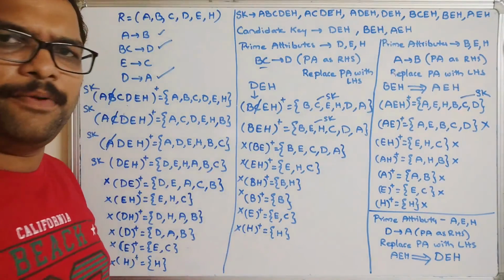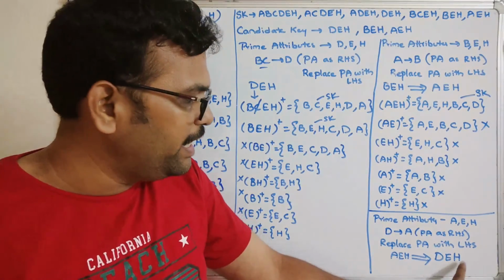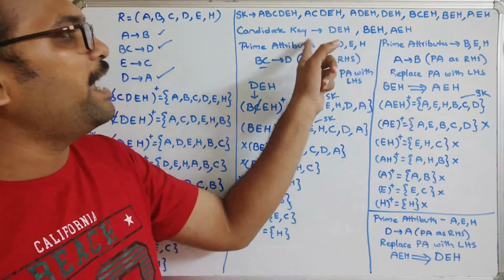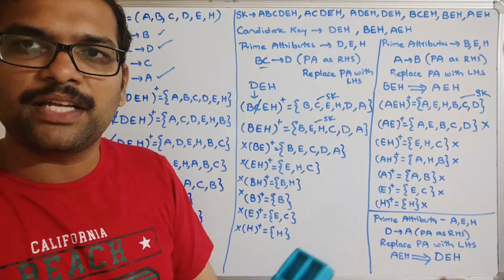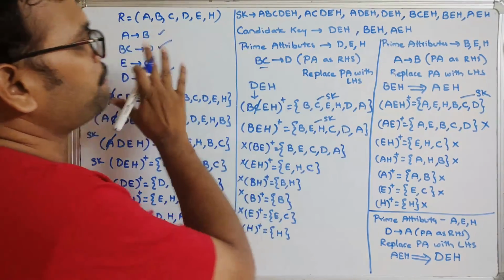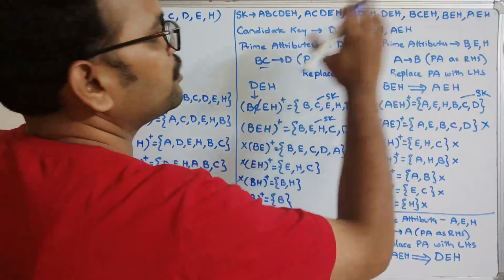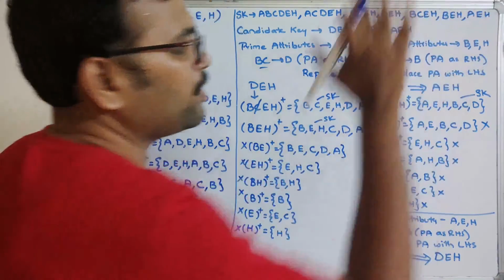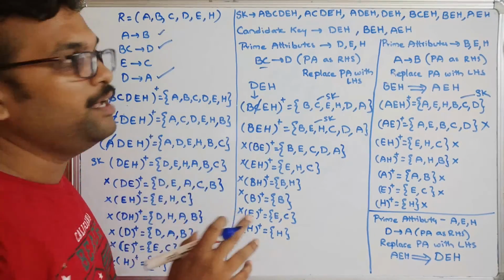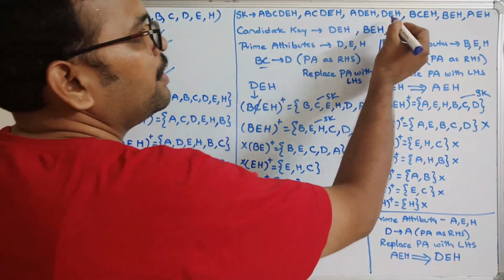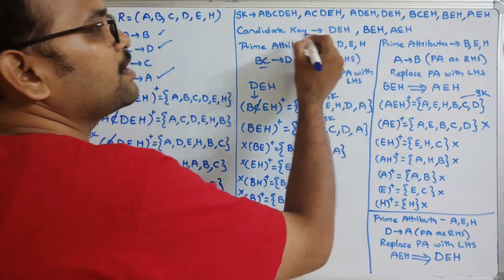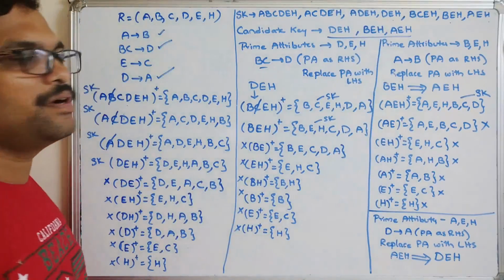Shall we repeat the same process? It's not required because DEH is already a candidate key. So we need not repeat the process. We can stop here. So the super keys for this particular relation are these: 1, 2, 3, 4, 5, 6, 7 super keys. Among that, the minimal set of super keys is a candidate key. So the minimal set of super keys are DEH, BEH and AEH. So these are the candidate keys of the given relation.